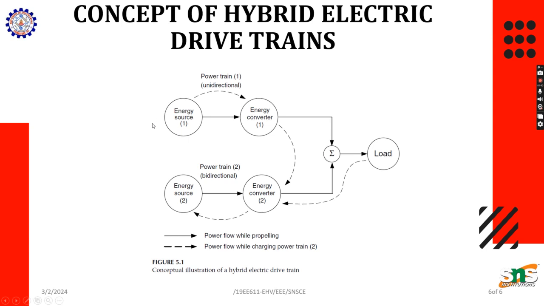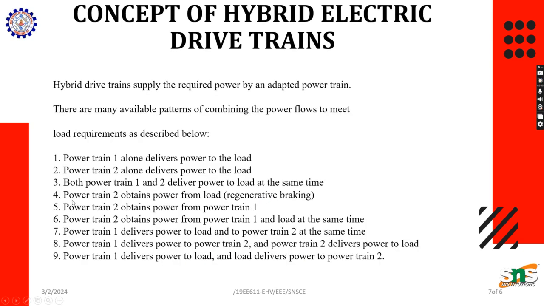We can take the case when we are going on a highway, where the gear movement will not be there. We can consider that it is operating on the electric battery. Whereas in the case where we are moving uphill, climbing a hill, we can consider that we are using petrol, that is, fossil fuels, and we are using energy source 1. These are the two cases. The second case is both powertrain 1 and 2 delivering power to the load at the same time.